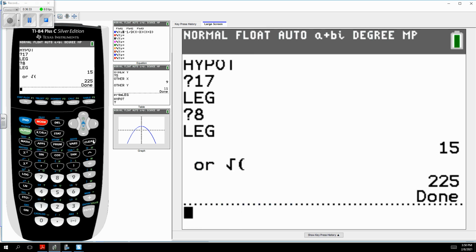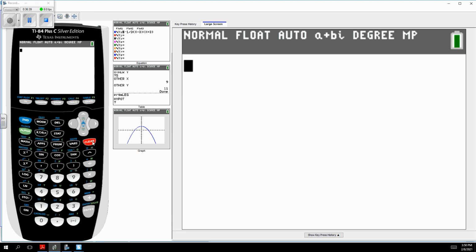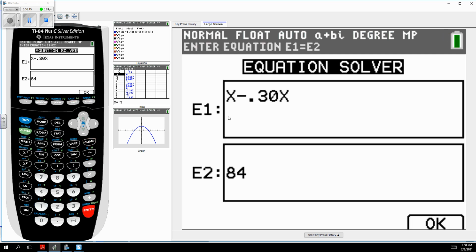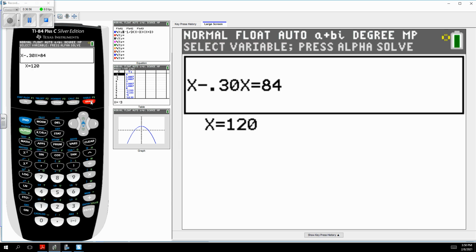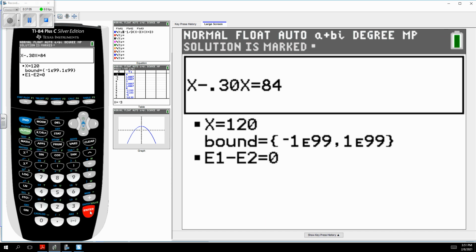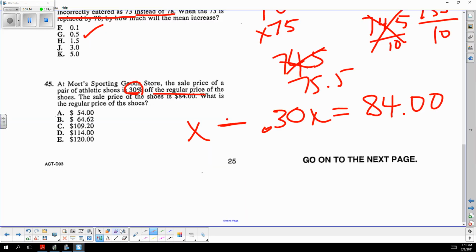Why is it doing that? 1x minus 30% off of x is 84. Okay. Let's put in some of the numbers. Let's put in 100. Goes to 120. Oh, 120 is the answer. Gee whiz, I'm losing it.